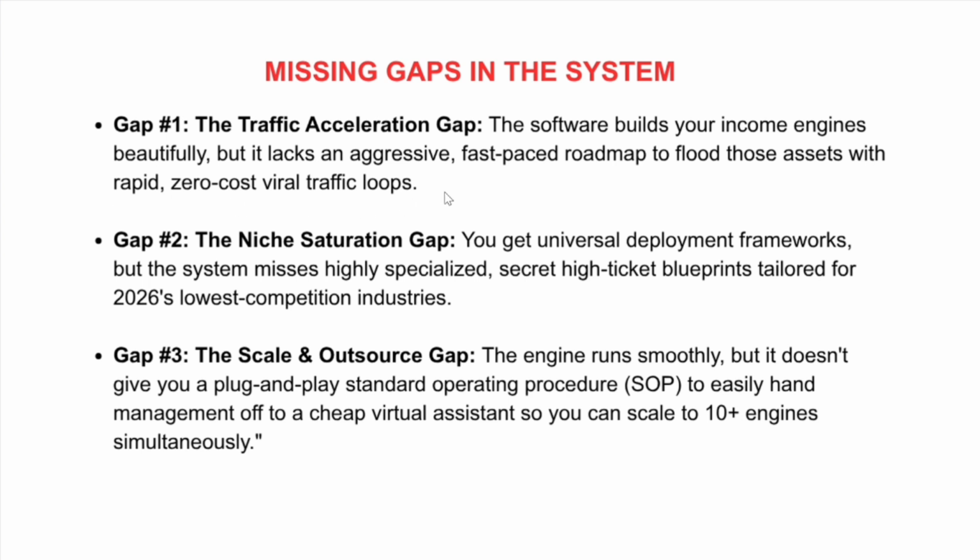The niche saturation gap. You get universal deployment frameworks, but the system misses highly specialized, secret high-ticket blueprints tailored for 2026's lowest competition industries. The scale outsource gap. The engine runs smoothly, but it doesn't give you a plug-and-play standard operating procedure, SOP, to easily hand management off to a cheap virtual assistant so you can scale to 10 engines simultaneously. Most people fail because they have the car, the software, but no engine, the strategy.